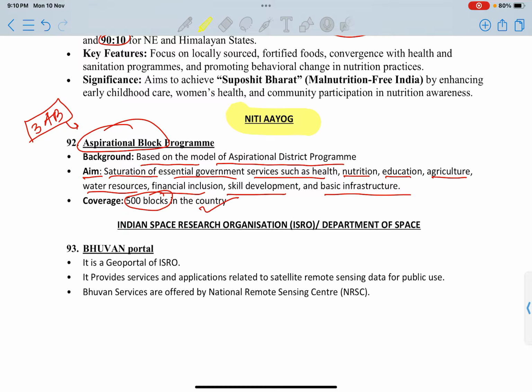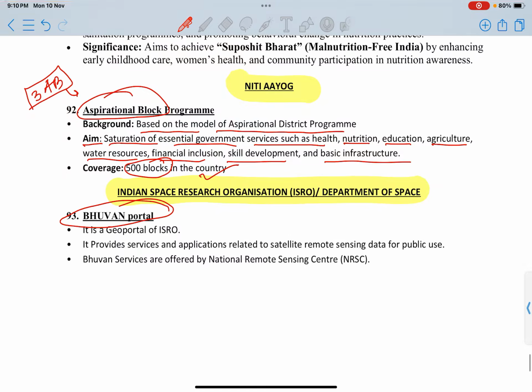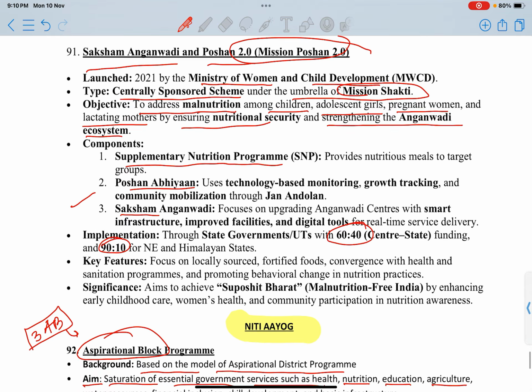Then ISRO, the Indian Space Research Organisation, or Department of Space. Bhuvan portal is a geoportal of ISRO. It provides services and applications related to satellite and remote sensing data for public use. Bhuvan services are offered by the National Remote Sensing Centre. So this was it.